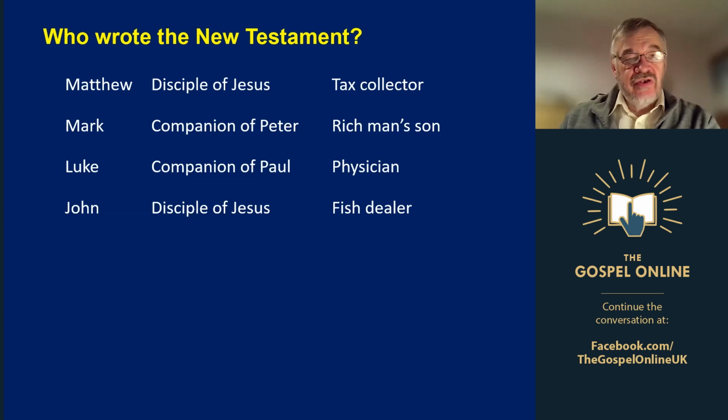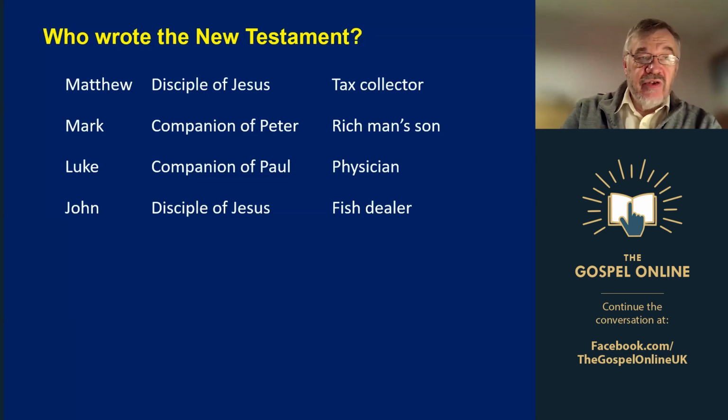Because John was a disciple of Jesus right from the beginning of Jesus's ministry, and he's not just a fisherman. He's someone whose father owns a fishing firm, and John apparently trades in fish and goes to other cities to do the trading.